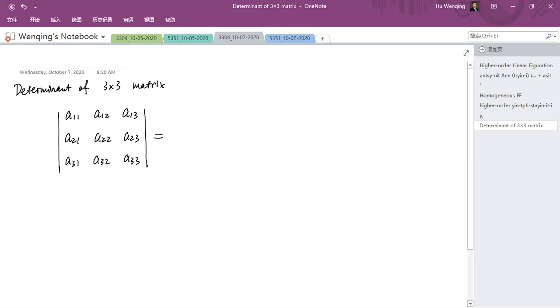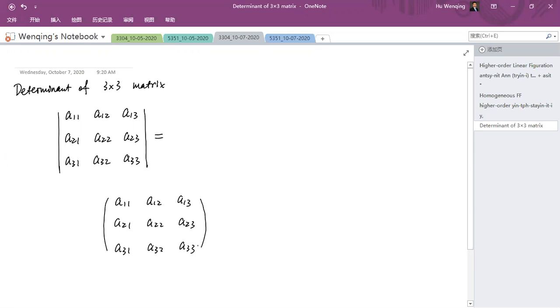Now, how do we calculate it? I'm going to give you two ways to calculate a 3 by 3 determinant. The first way is what we call the direct method. The direct method simply goes as follows. You're going to put this matrix, A11, A12, A13, A21, A22, A23 and A31, A32 and A33, in a matrix.